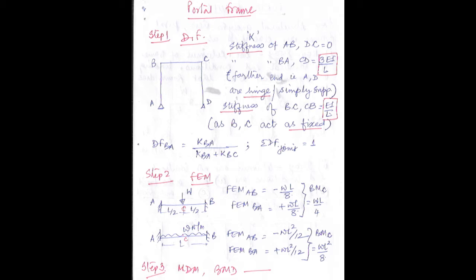Similarly, for the second case, a fixed beam with a UDL throughout the span, W Newton per meter, the FEM AB will be minus WL square by 12, and FEM BA will be plus WL square by 12, and bending moment at C will be WL square by 8. And step number 3 is you apply the moment distribution method, and then you draw the BMD, bending moment diagram, and also you find out the support reaction.